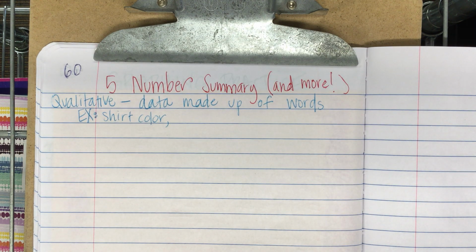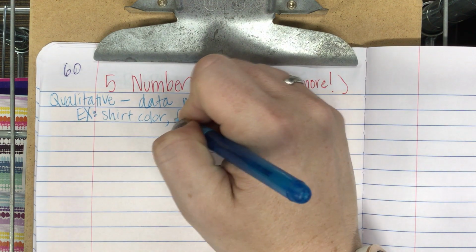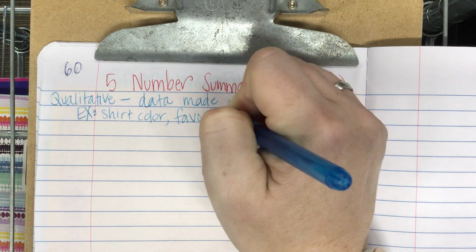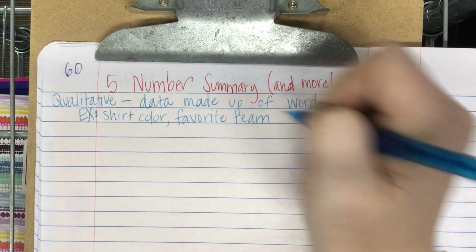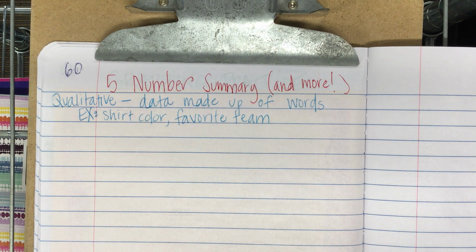If I was collecting data about shirt color, I wanted to figure out what was the most popular shirt color. That is qualitative data, because I'm going to be keeping track of everyone's shirt color. Now, yes, I assign a number to it, but the data that I'm looking at is called qualitative data, right? It's qualities. If I wanted to do hair color, if I wanted to do favorite sports team, these are qualities that I analyze.